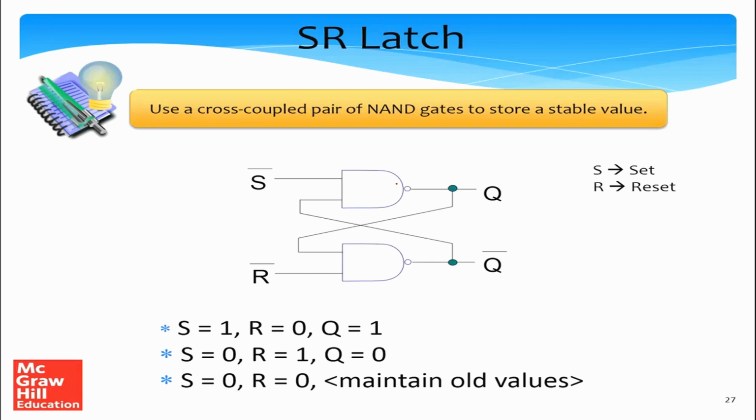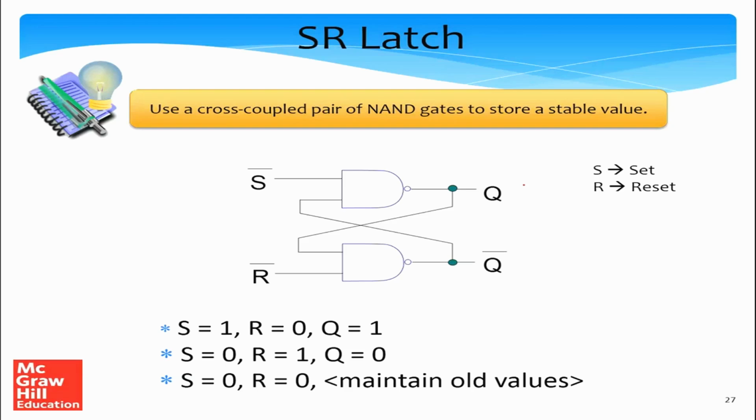What does set mean? Set means set the value of the output, which in this case is Q, to 1, and R means reset. Reset means set Q to 0. The SR latch has two inputs, which are the complement of S and the complement of R, and there are two outputs. One output is Q and the other is the complement of Q. So in a sense, it's a single output but available in its normal form as well as its complemented form.